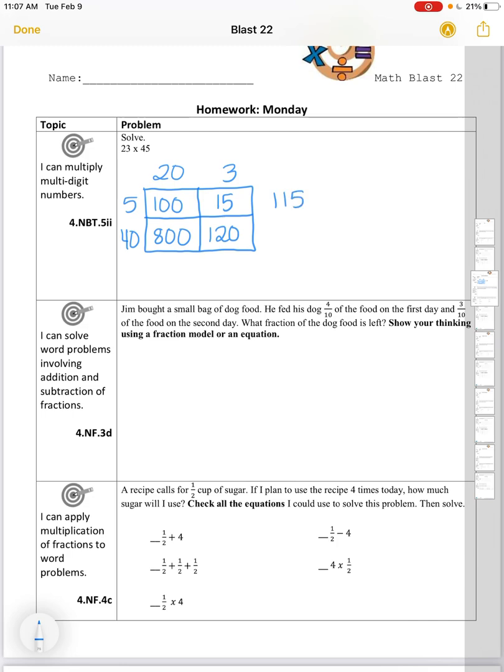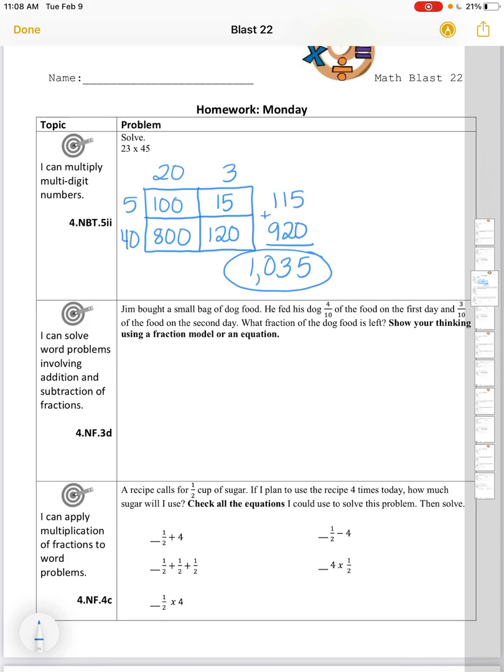Now I'll add all the parts to my product. 100 and 15 is 115. 800 and 120 is 920. Add those partial products again here, and we have 1,035. So the product, the answer to my multiplication problem, is 1,035.